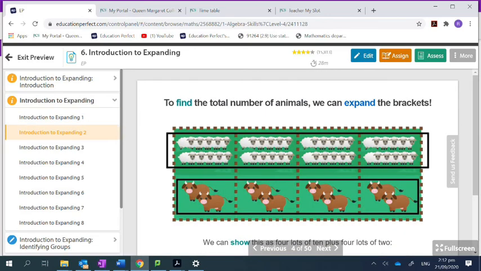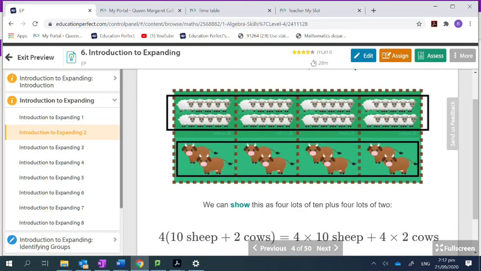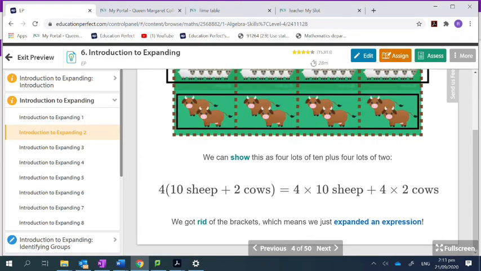But you can expand these. If you have 4 lots of sheep, that's the same as saying 4 times the number of sheep. If you have 4 lots of cows, it's saying 4 times the cows. So that's what's happening here. We're going to take 4 times the 10 sheep and 4 times the 2 cows, which means 4 times 10 gives us how many sheep? 40 sheep. And 4 times 2 gives us how many cows? 8 cows.